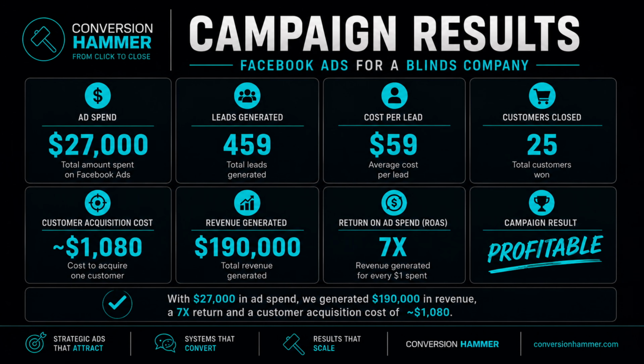So the first thing I want to go over is the actual metrics from the ad campaign. First thing we have here is we spent $27,000 on Facebook ads. We generated 459 leads. Our cost per lead was $59. We acquired 25 customers. Our customer acquisition cost was roughly about $1,080. The revenue generated was $190,000, and the return on ad spend was a 7x, or I think it was close to 7x.